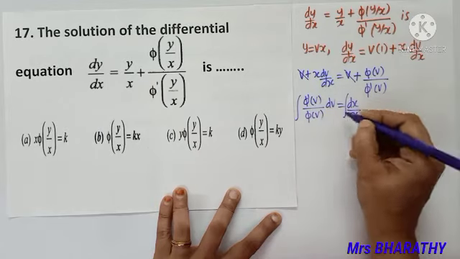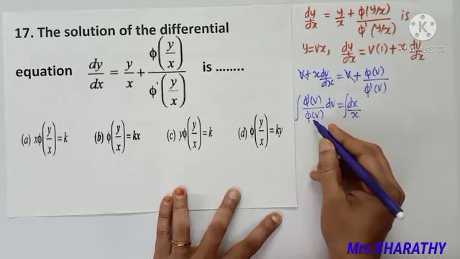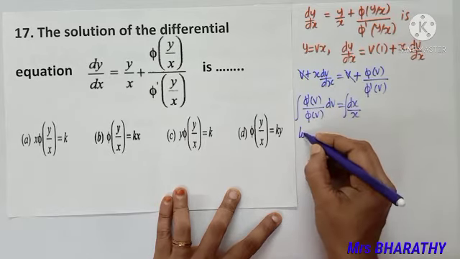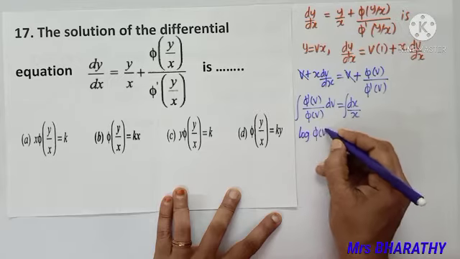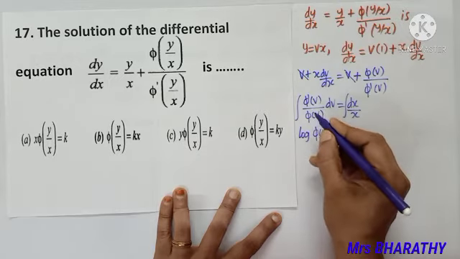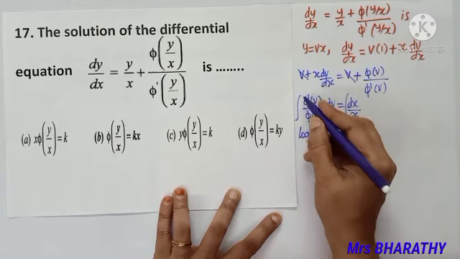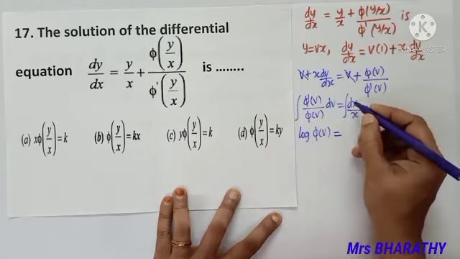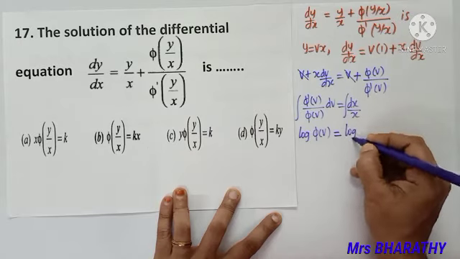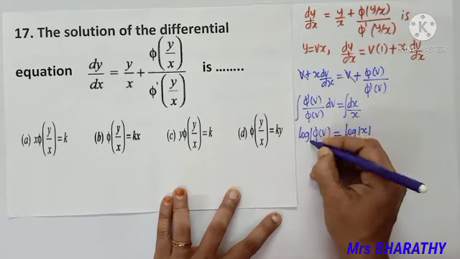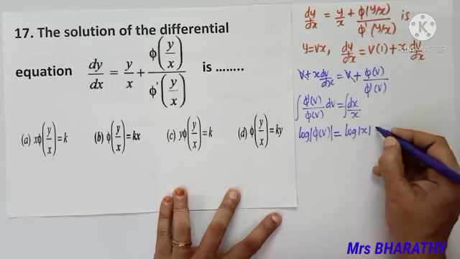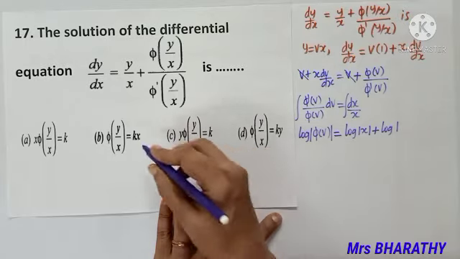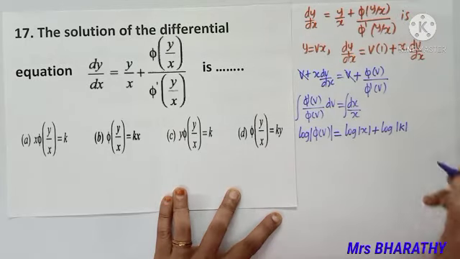As I integrate phi dash of v by phi of v, the derivative in the numerator tells me log of denominator. Denominator, derivative in the numerator, the integral will be log of denominator. RHS, the integral of dx by x is log x. And because both are in log, the constant also, let me introduce as log k, because k comes in the question.